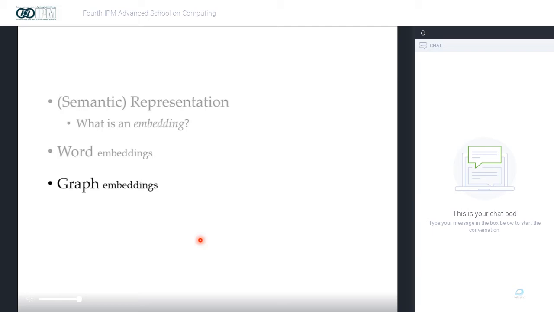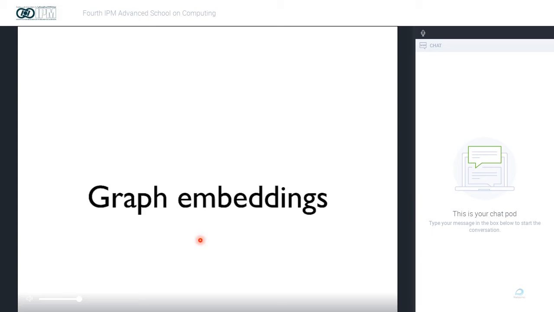This takes us to graph embeddings. I'm going to provide a very high level, a very quick overview of the work in graph embeddings, especially from the point of view of natural language processing. There is a lot, in fact, in common between word embeddings and graph embeddings, especially from the point of view of the approaches that are used for their generation.